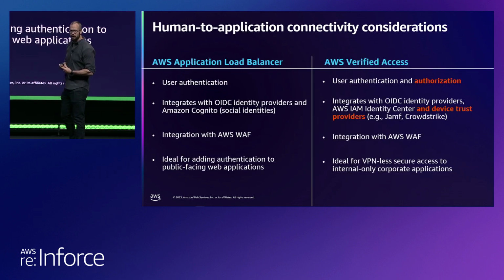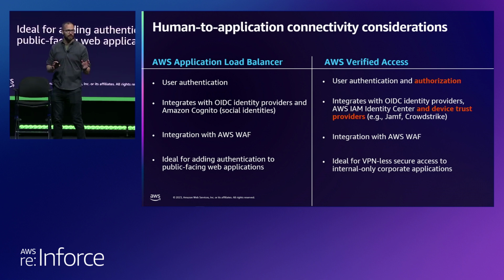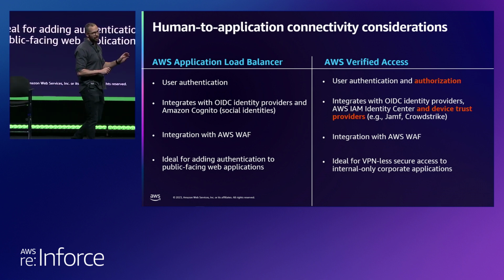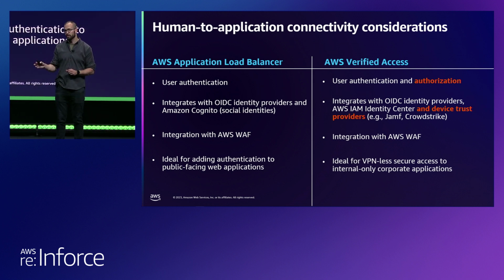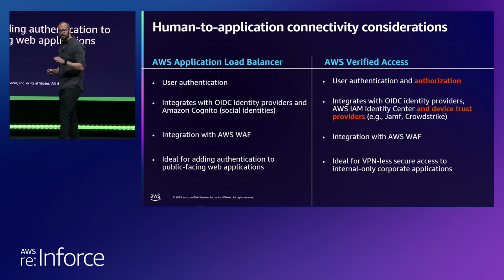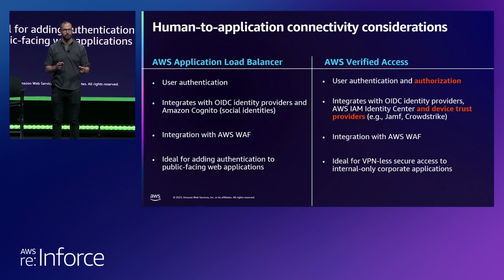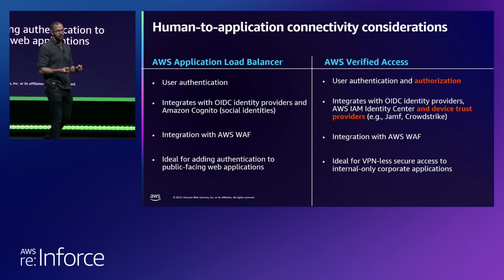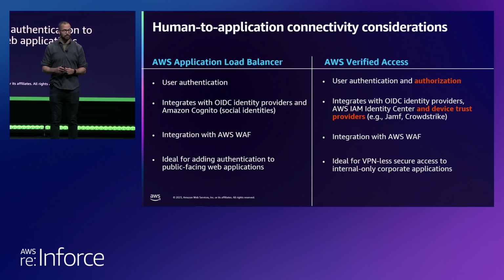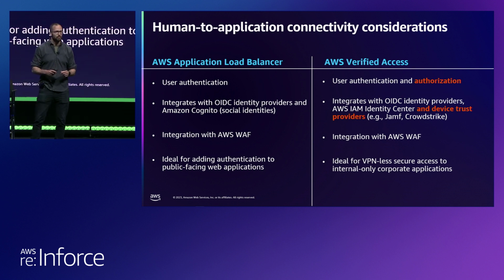Okay, so these were our human-to-application use cases. We talked about ALB, and we talked about AVA. So let's talk about some of the differences and when to use which one. ALB authentication is only doing authentication, whereas AVA supports both authentication and authorization. Application Load Balancer integrates with OpenID Connect identity providers and also Amazon Cognito if you need social identities, again Amazon, Facebook, Google. Whereas Verified Access also integrates with OIDC providers, but it also integrates with IAM Identity Center as well as device trust providers like Jamf and CrowdStrike. Both solutions support WAF.